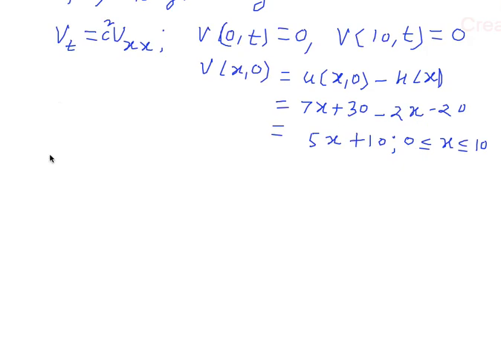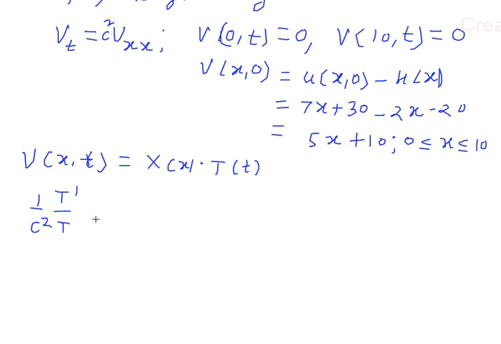Now by using the separation of variables, put v(x,t) equal to capital X times capital T. This equation will reach T prime over T, I am writing directly, 1 over c squared, equal to X double prime over X, equal to minus lambda squared.